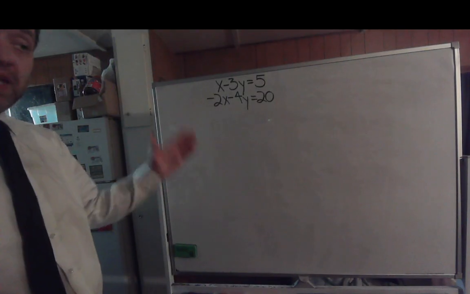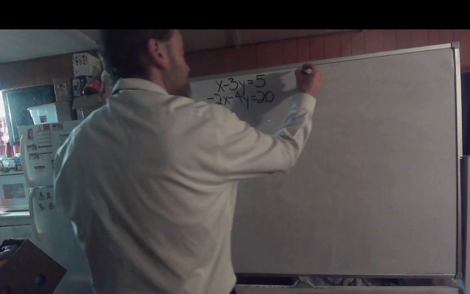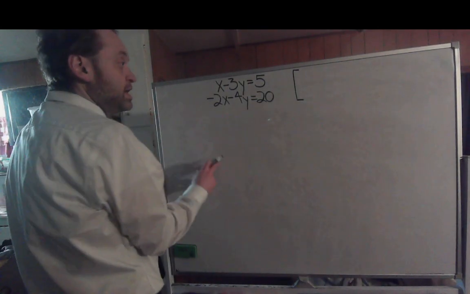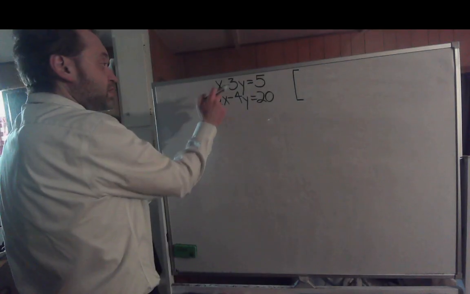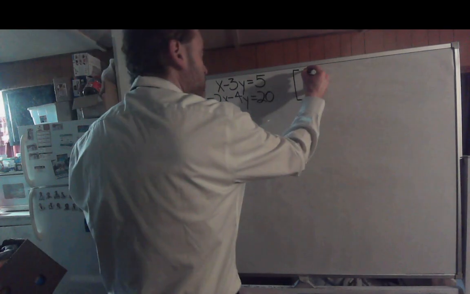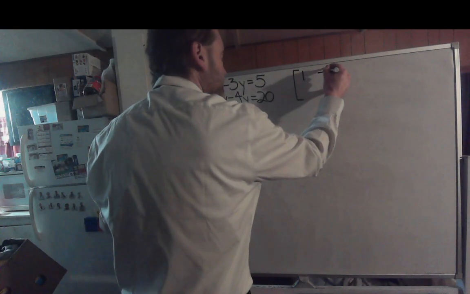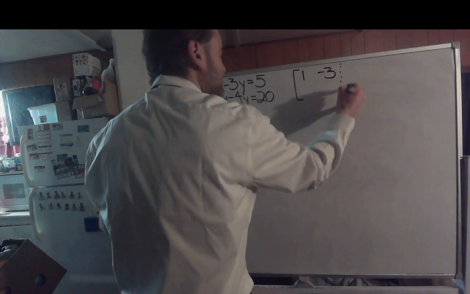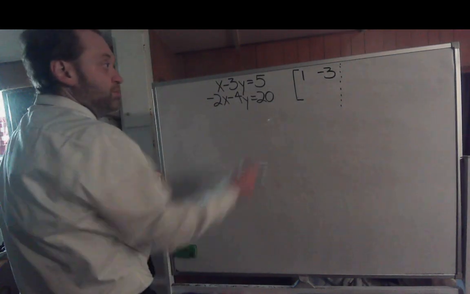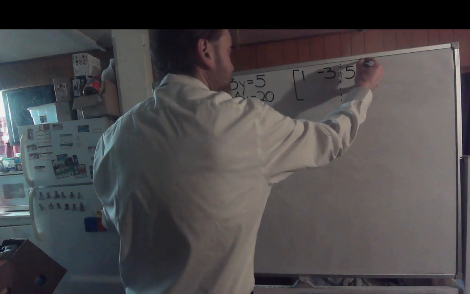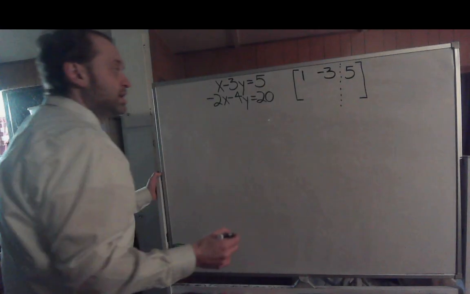So first thing again, set up your augmented matrix. So it's going to have 2 rows since there's 2 equations. So take the coefficient of your x variable, that'd be 1. Then take the coefficient of your y variable, that'd be -3. Then draw your augmentation line. Then put the number that's to the right side of the equal sign on the right side of the augmentation sign, which would be 5.